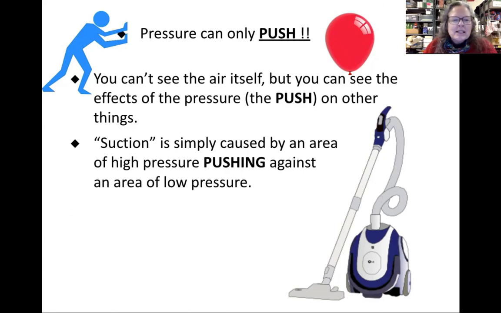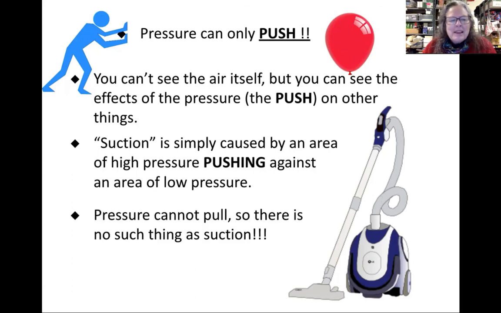Okay, so I mentioned this in class. Suction is simply caused by an area of higher pressure pushing on an area of lower pressure. So even when you sip your drink through a straw, you're not sucking that liquid up into your mouth. What you're doing is you're creating an area of lower pressure in your body. So the outside pressure in the air pushes on your drink and pushes it up into the straw into your mouth, which is really weird to think about because that's not how you've ever thought of it before. But in fact, that's what happened.